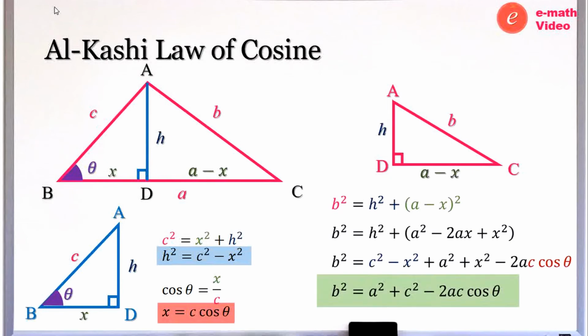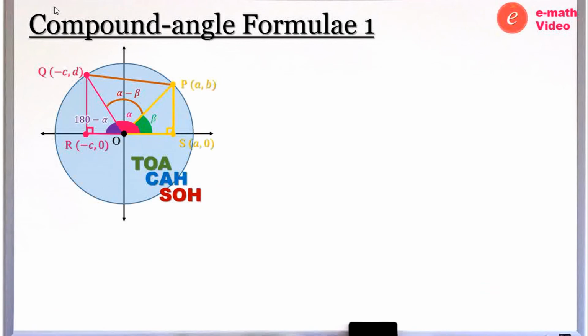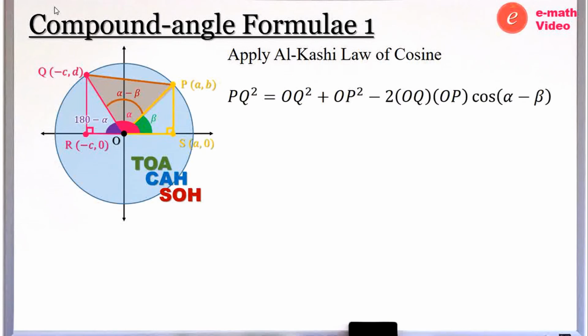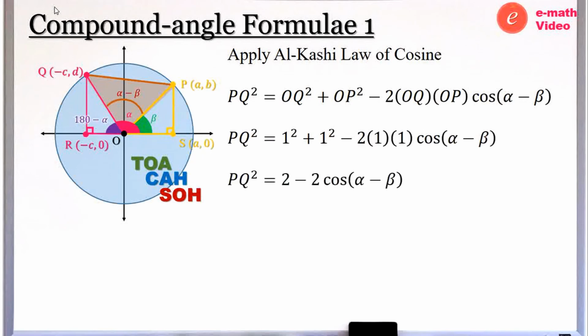That's all for break time. Come back to our masterpiece. The only triangle we haven't touched on is this triangle OPQ. We now apply Al-Kashi Law of Cosine. We have PQ squared equals to OQ squared plus OP squared minus 2 OQ OP cos alpha minus beta. OQ and OP are radius of the circle, so it's equals to 1. Simplify, we get PQ squared equals to 2 minus 2 cos alpha minus beta. And this is our equation 2.